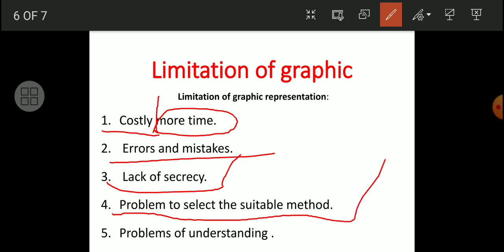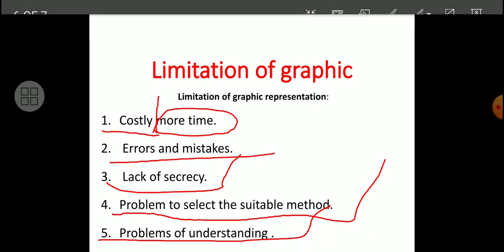Because at different places different methods are used. There is no exact or confirmed method which we have to use. And again, problems of understanding. Sometimes the graphs cannot easily be understood by the fellow who intends to understand, isn't it? So that type of limitations are there, isn't it?